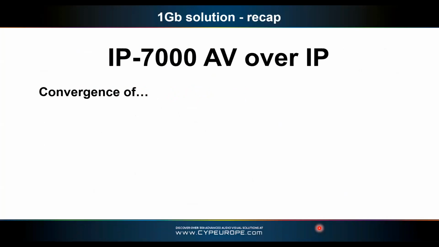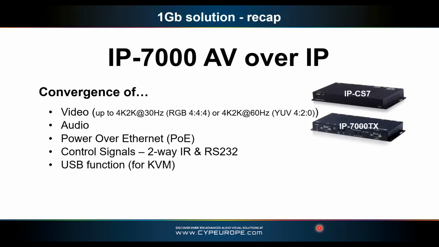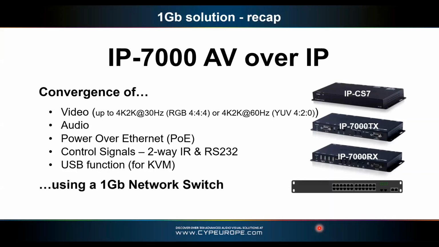So our IP7000 AV over IP system is converging video up to 4K 30 444 or 4K 60 420, so a 3G solution, covering audio, power over Ethernet, control signals and USB functionality. And that's based around our IP-CS8 controller, the IP7000 transmitter, the IP7000 receiver, and all of that is then over a 1 gig network switch. So again, quite a cost-effective option for this sort of system.